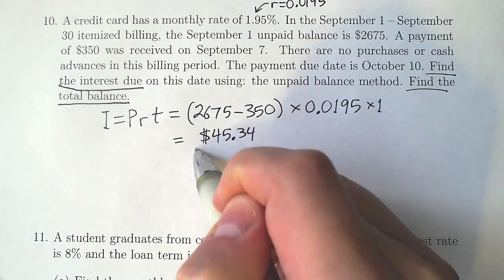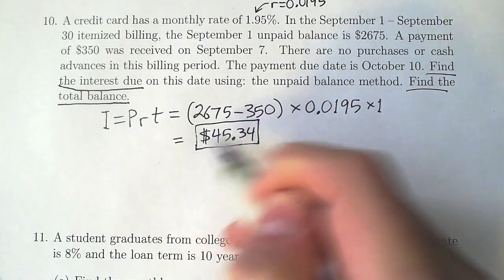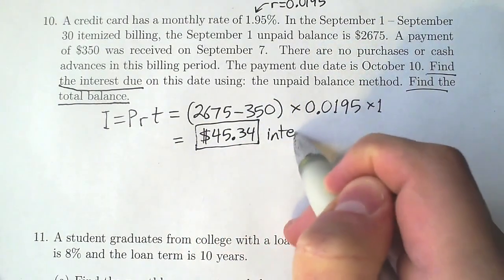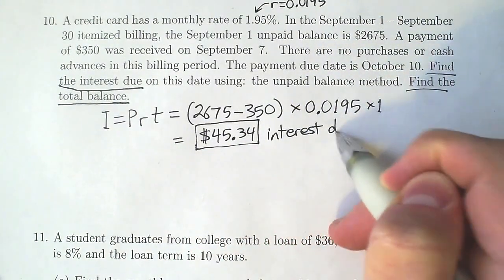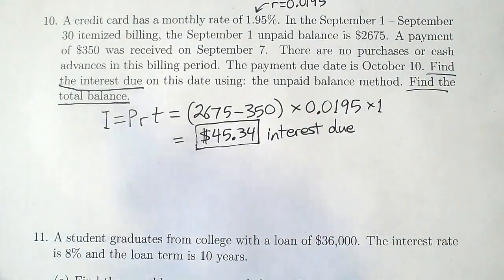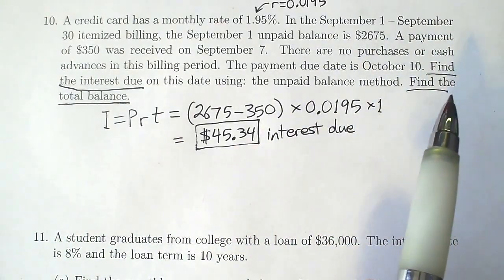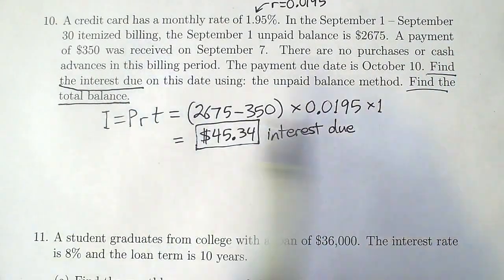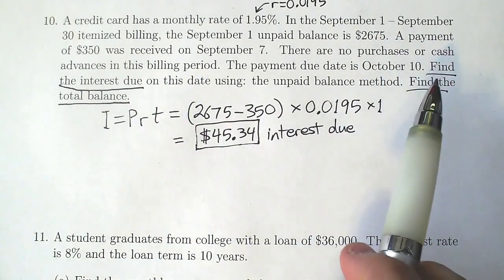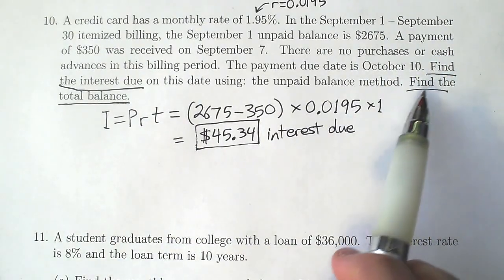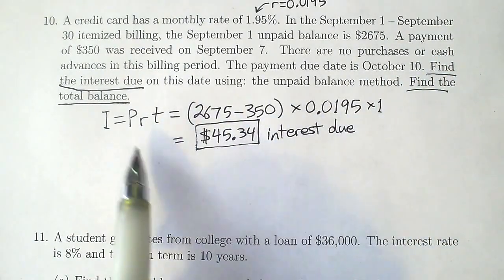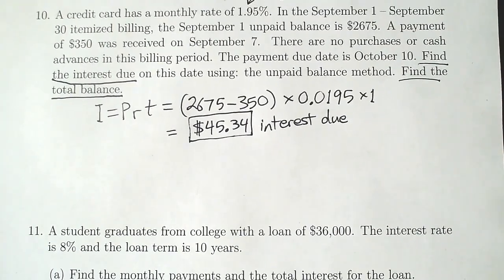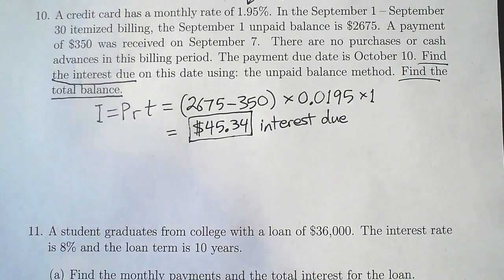45.34 is the interest due. On a problem like this, we were careful when we were reading the problem. I underlined both things that we need to find. So make sure that you found both of them. Don't just stop here, right? Because if you stop here, you did half of the problem. And we need to do the other part.